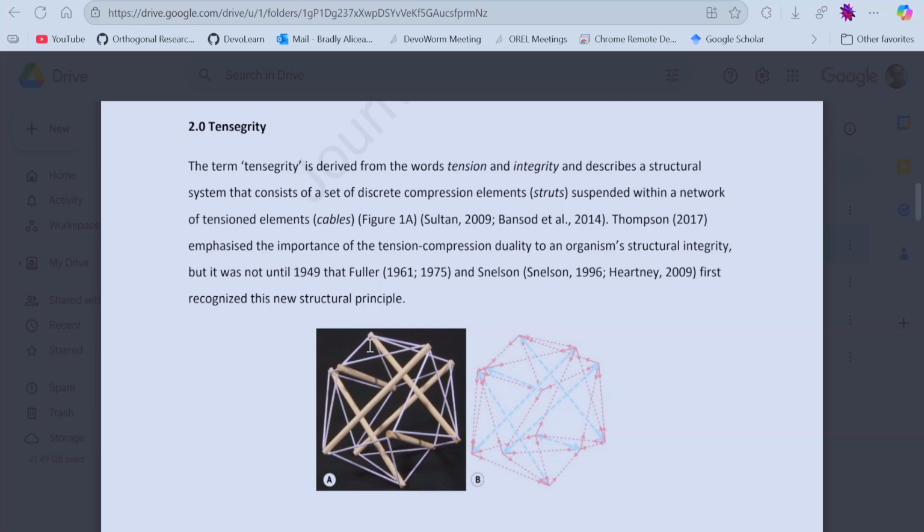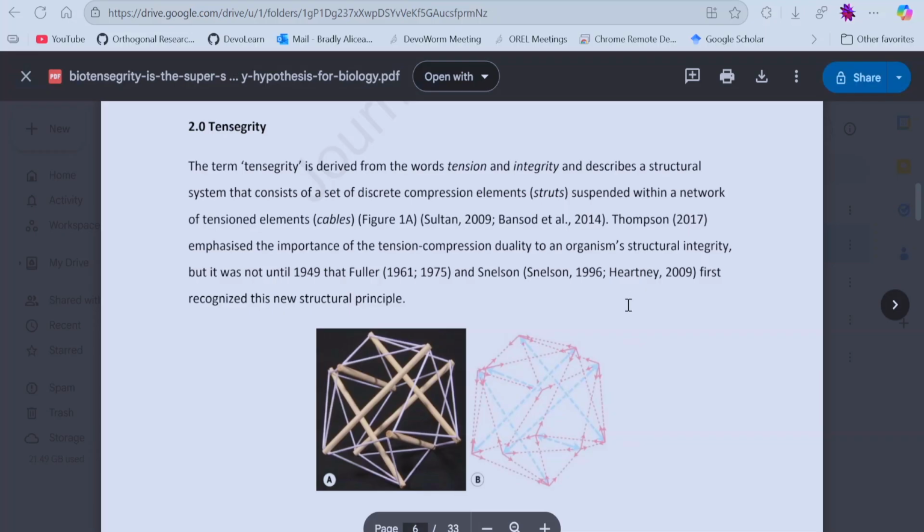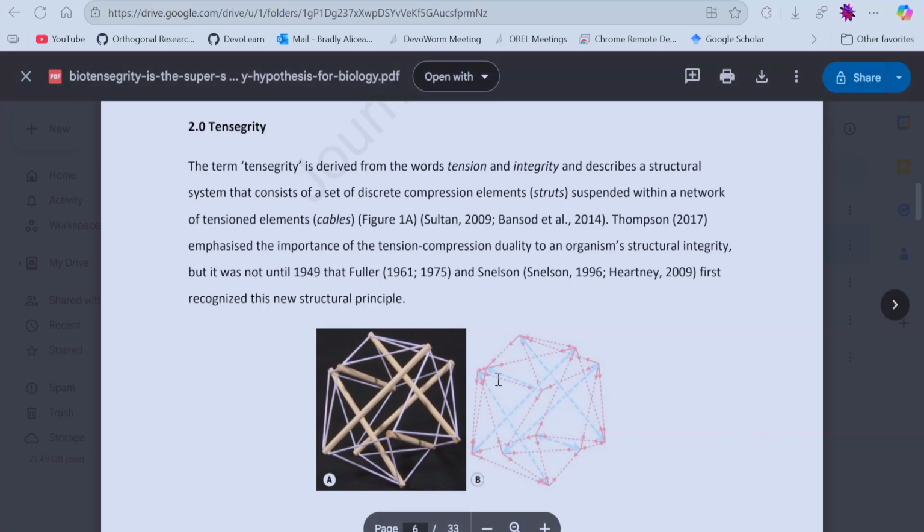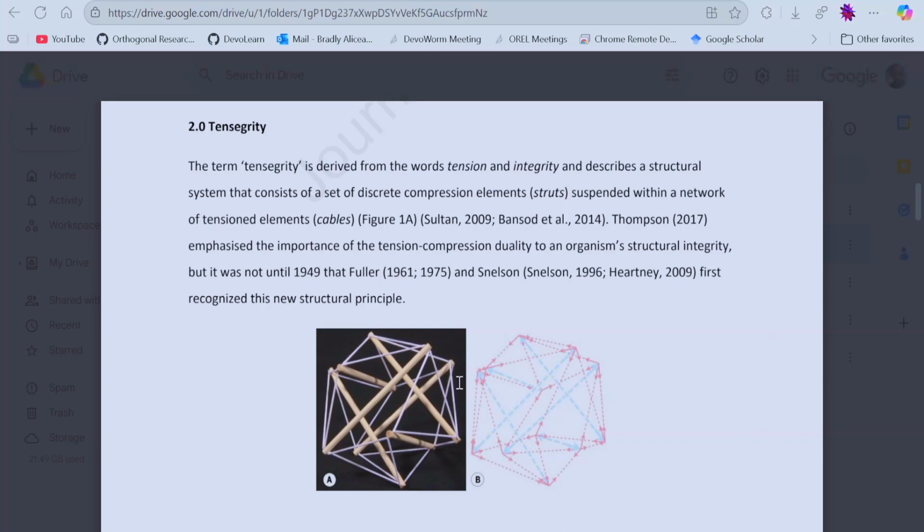They're these nodes, and you can see in this model here where you have the nodes and the edges, and then the nodes, which are the struts, are compression elements, and they're suspended within a network of tensioned elements or cables. So again, you can push on a cable and it introduces tension. You can pull on it, you can compress it, and then that affects the rest of the network. And then the activity of the struts can also affect that as well. It can drive this process. It can be internal to the network or external, I guess.